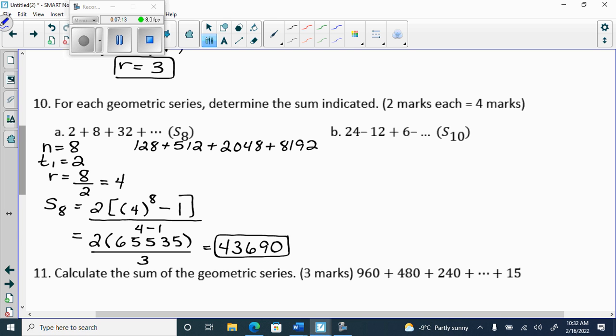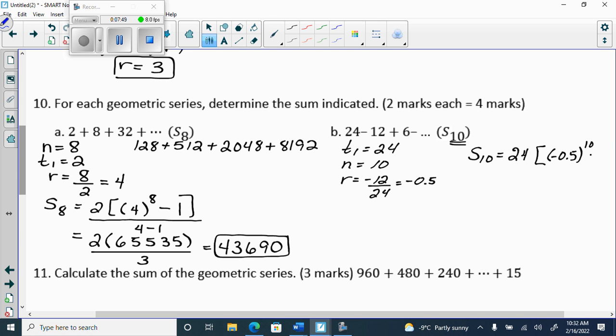So, our T1 is 24. Our N is 10. Often people don't spot this one. And our R is negative 12 divided by 24, which is negative 0.5 or negative a half. So we have T1, N, and R. So once again, we're using the same formula. We're going to do S10 equals T1, which is 24, bracket R, which is negative 0.5, to the N, which is 10, minus 1, over negative 0.5 minus 1. What do you guys get?